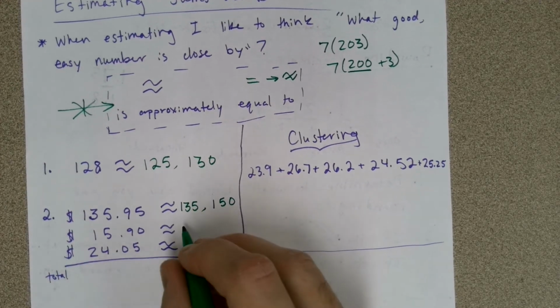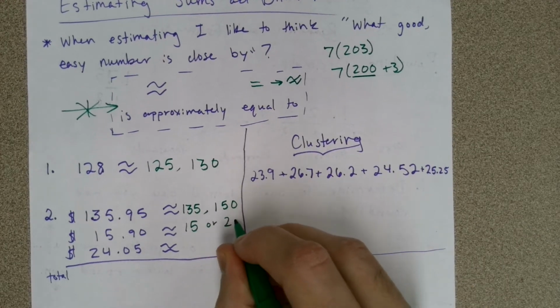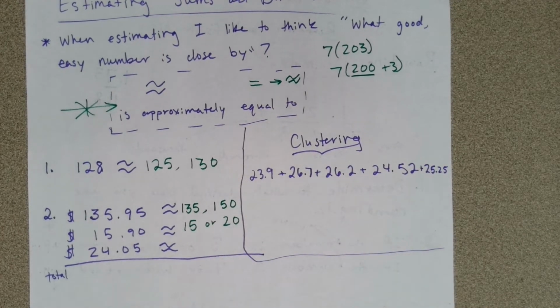Looking at our next one here, we have 15.9. Great number to round that to would be 15. Or 20 wouldn't be so bad either. They're both good close by numbers. I think you're kind of getting the gist of it here. Looking at this last one, think about this one in your head for a second. What's a nice close number that would be easy to do math with? 25.